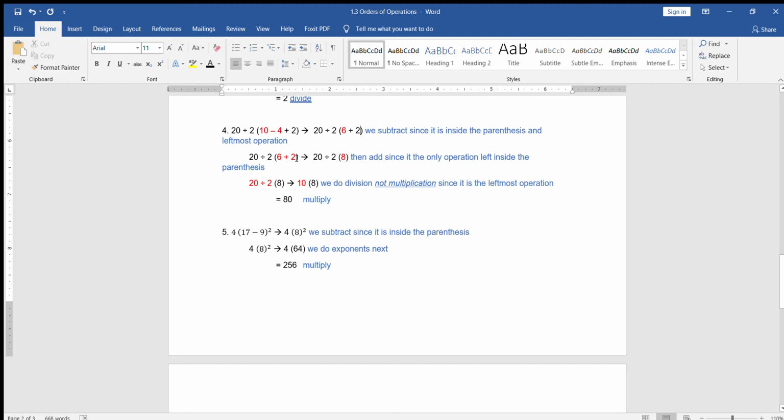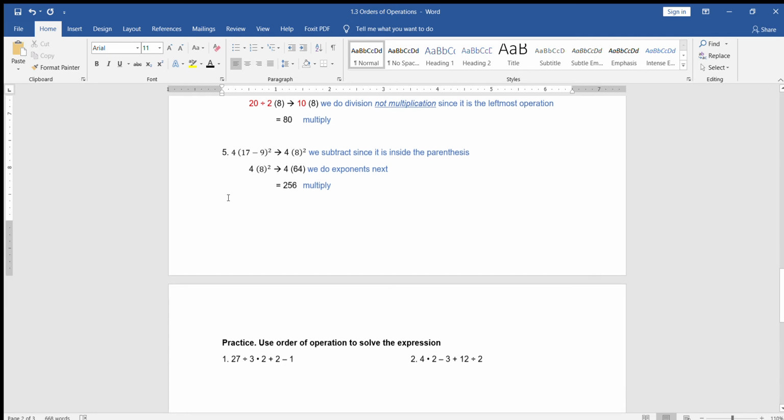Now what do we do now? We have a division and a multiplication. Some people will definitely do the multiplication, but what you actually need to do is division first, not multiplication. So 20 divided by 2 is 10. 10 times 8 is 80. And that's your final answer.